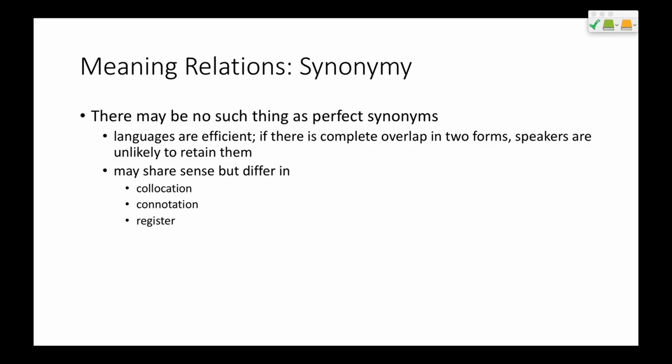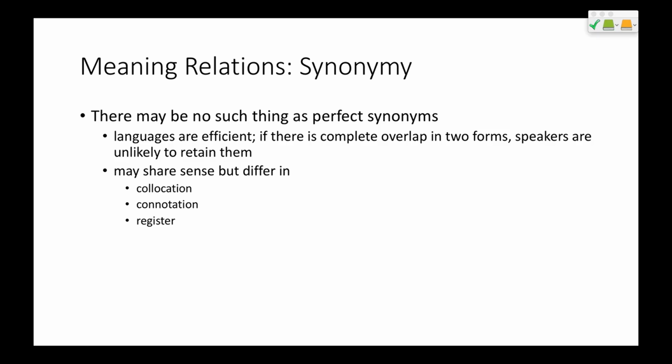Okay, continuing with synonyms, as I said, there's no such thing as perfect synonyms because languages are efficient. If there's a complete overlap, it's like, well, why? I mean, why do you need so many things? So there might be a sharing of sense, but a difference in collocation.